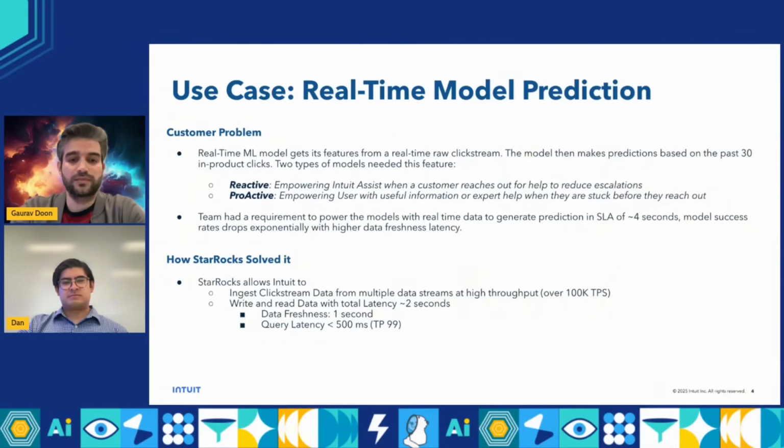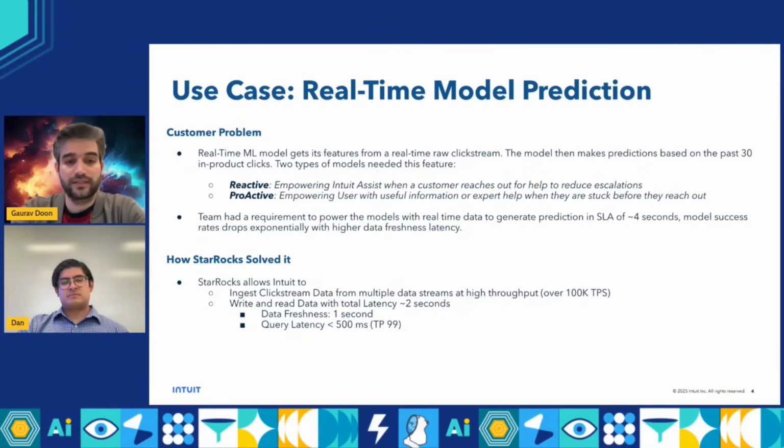Reactive is where this model is powering Intuit Assist, which is our AI solution for customer support. What this reactive model does is it empowers Intuit Assist to know what the customer has gone through so far in terms of the Q&As that they have already gone through, and what workflow they are stuck at. So it gives this data to Intuit Assist so that Intuit Assist can have personalized recommendations ready for them.